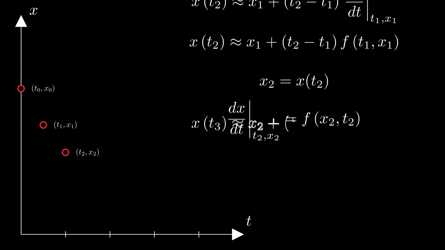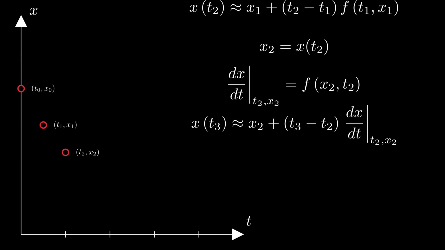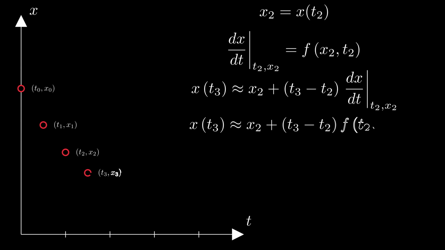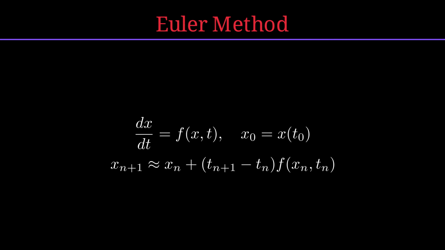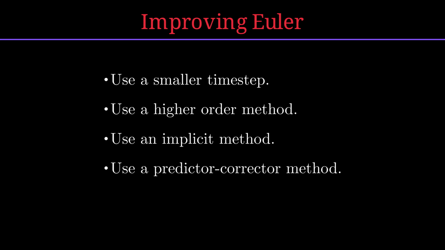At the end of this process, we can write our approximation of x as a function of time by plotting each point t and x in. In this way, we've come up with the first and simplest numerical method for solving differential equations: Euler's method. Euler's method is pretty awful on its own, but it's a base for most other methods. To improve the accuracy, you use smaller time steps, use a higher order method, use an implicit method, or use a predictor-corrector method. For the highest accuracy, you often use multiple methods.